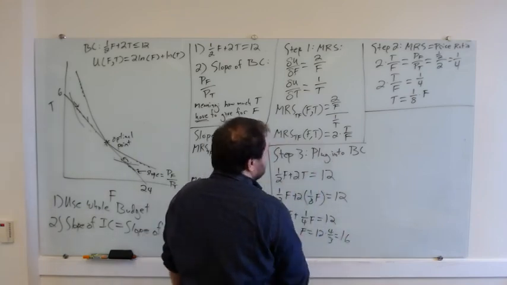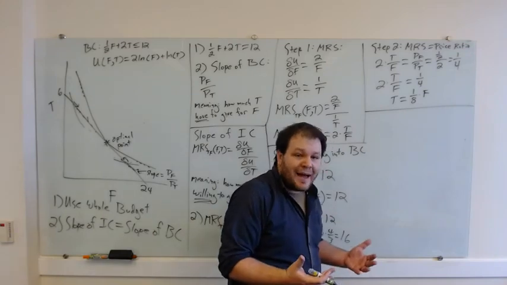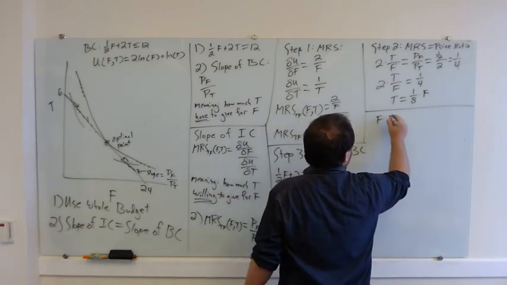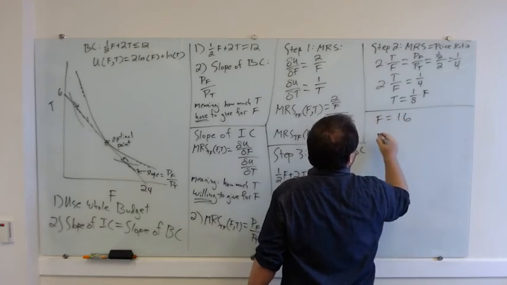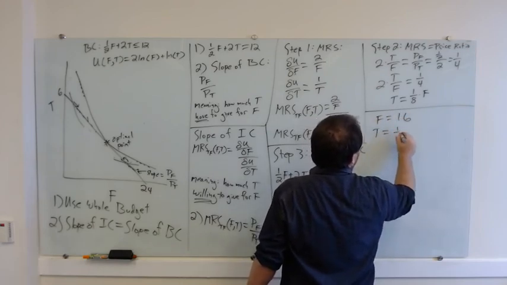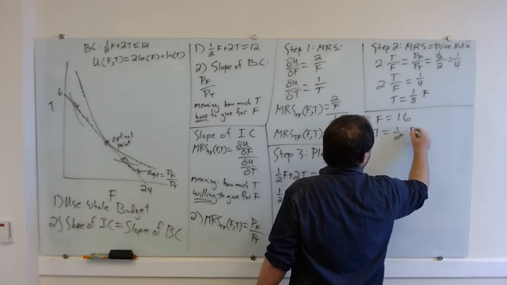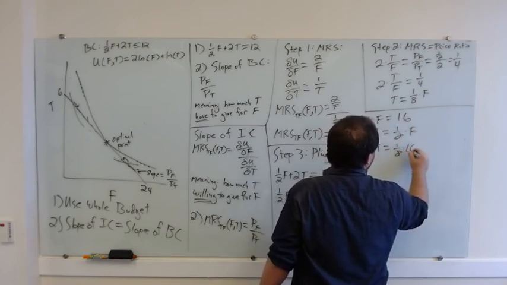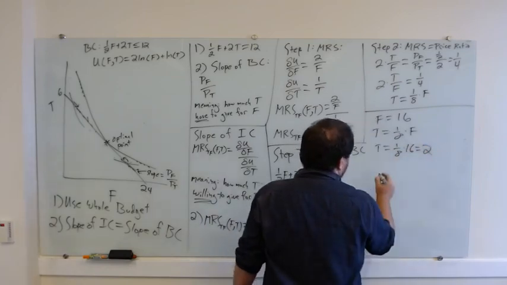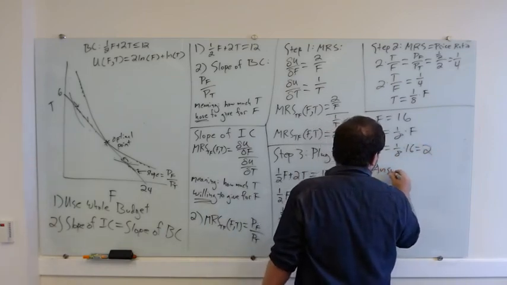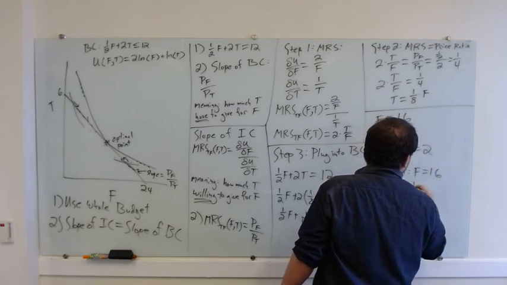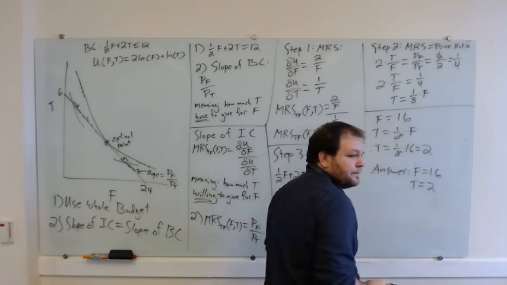Great, so now we know how much froyo. What do we do to get toppings? We're going to use this rule again. We know F equals 16, and we know that T equals 1/8 times F. So T is going to equal 1/8 times 16, which equals 2. So our final answer: F equals 16, T equals 2.